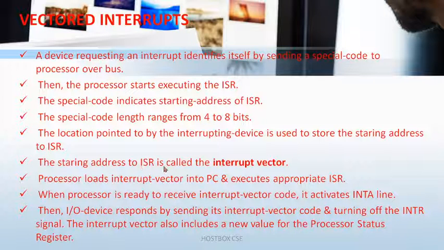Here the starting address of the ISR is called the interrupt vector, and the processor loads the interrupt vector into the PC and executes the appropriate ISR. Also, when the processor is ready to receive the interrupt vector code, it activates the INTA line, that is the interrupt acknowledgement line. Then the IO device responds by sending its interrupt vector code and turning off the interrupt signal. The interrupt vector also includes a new value for the processor status register.